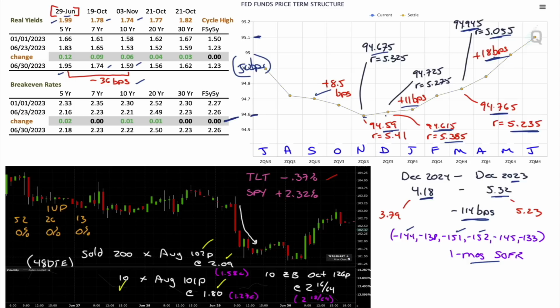I also sold 10 puts, 126 puts on October ZB, the long bond, at 2 and 16.64, and it closed at 2 and 18.64. The pink number here is what it closed at. I sold 200 at 209, and the next day, unexpected. I didn't expect it to rally like that, but it closed at 158 for a nice gain. I haven't taken it. And the 101s I sold at 180 closed at 127, and my ZBs I'm almost flat on, just 2/64ths off on that.